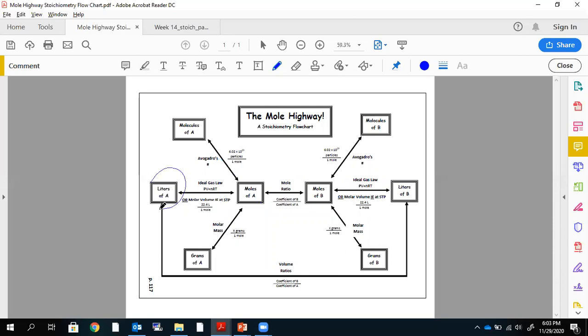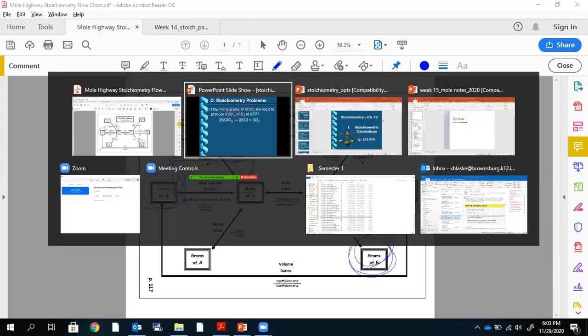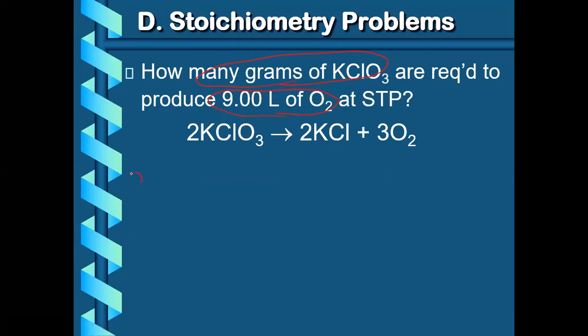I started with liters, and I want to get to grams. So this is going to require a couple more steps. So first step is I need to get liters to moles. So I can start off with the liters that are given to me, 9.00 liters of O2.